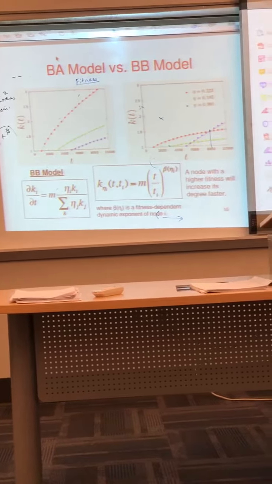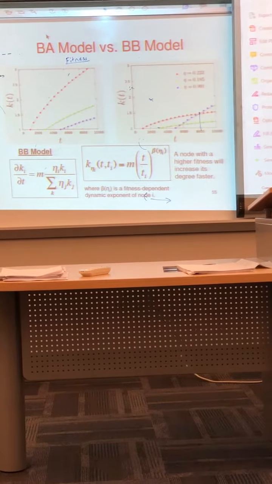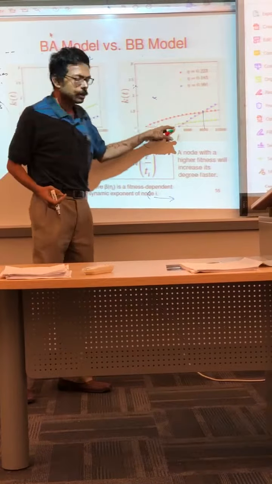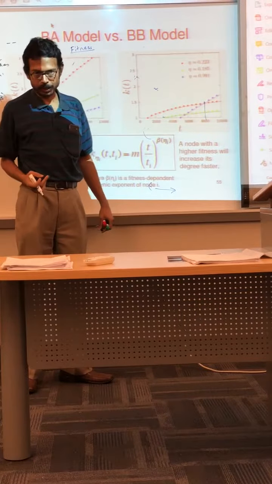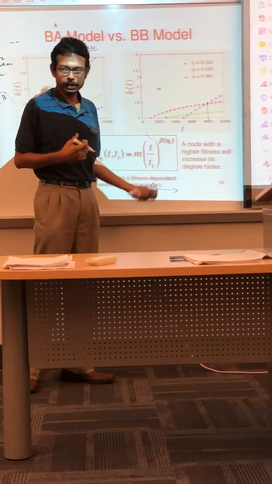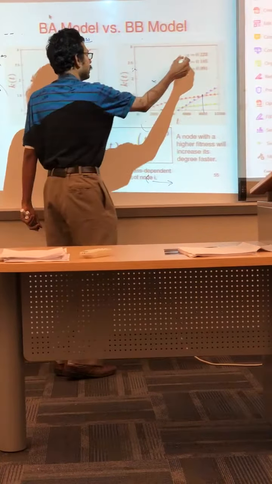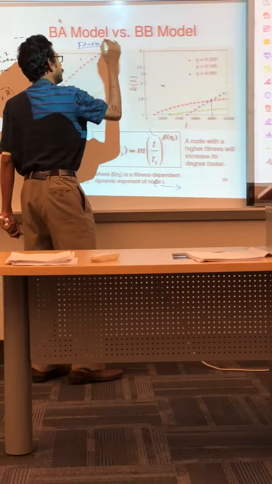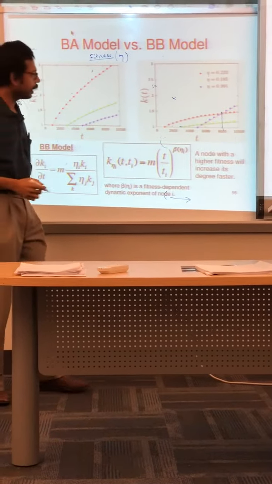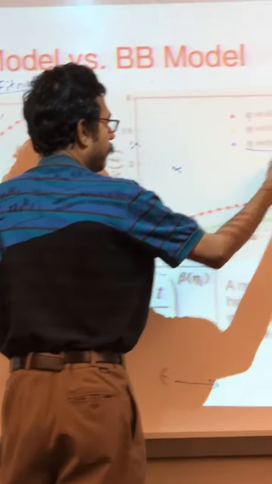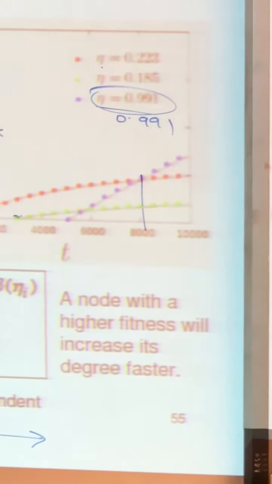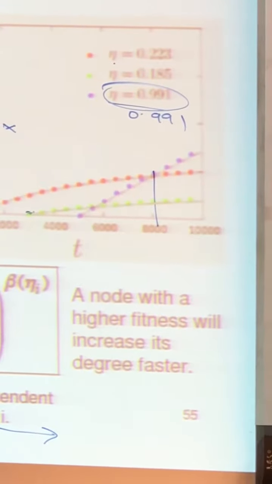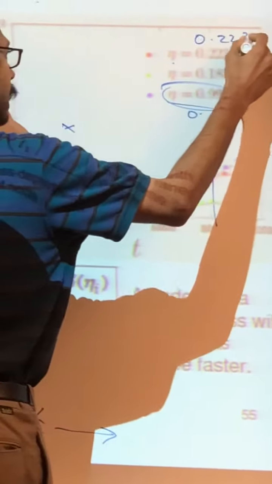So the nodes that have a larger fitness, even though they may join the network later, their degree will eventually grow faster and become larger than the degree of the nodes that joined earlier. So we denote that with this eta symbol. If you cannot see this, the blue node has an eta of 0.991. It could be even larger than 1. And the red one has 0.223, and the green one has 0.185.